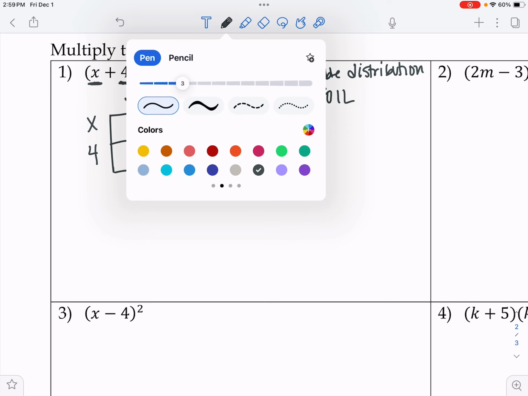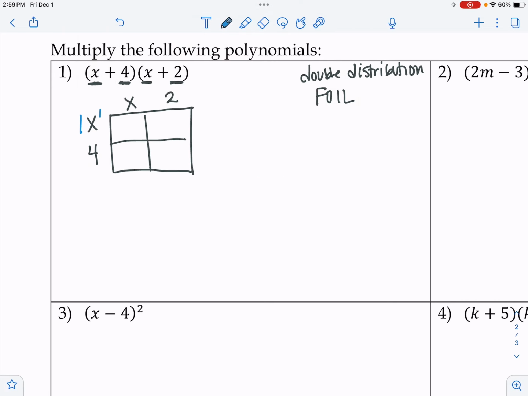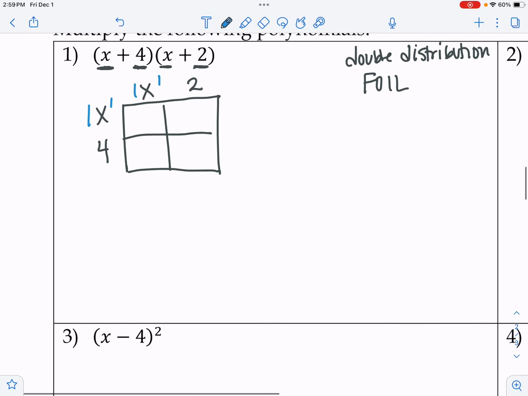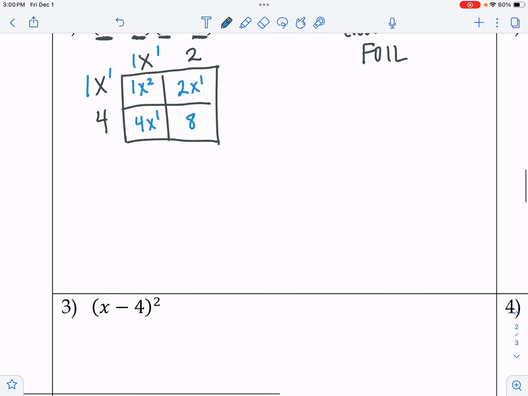Okay, and so same drill. I'm going to fill in the invisible ones for the coefficients and the exponents. And we're going to multiply our big numbers, add our little numbers. So 1 times 1 is 1. x1 and x1 would give you x2. 1 times 2 is 2 with an x1. 4 times 1 is 4 with an x1. And then 4 times 2 is 8 for the constant. This time, when we write out our answer, we have 4 terms to write. 1x squared plus 2x1 plus the 4x1 plus the 8.